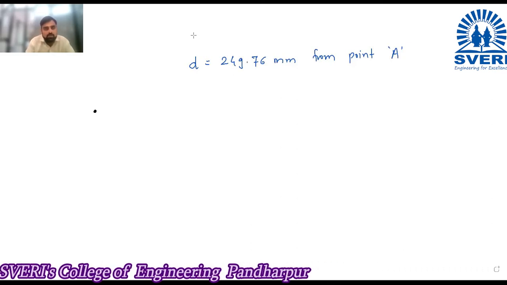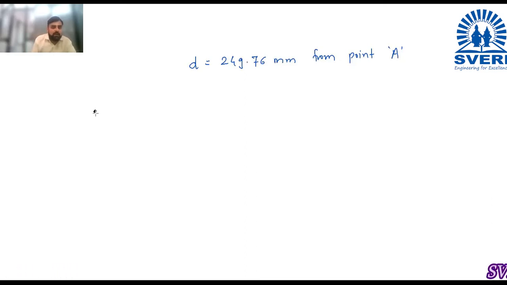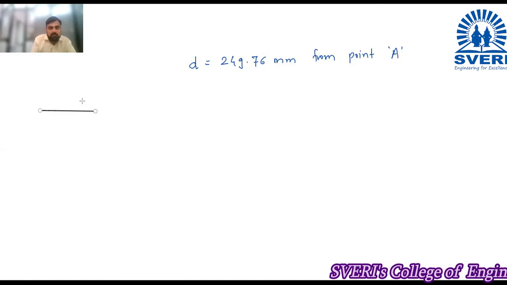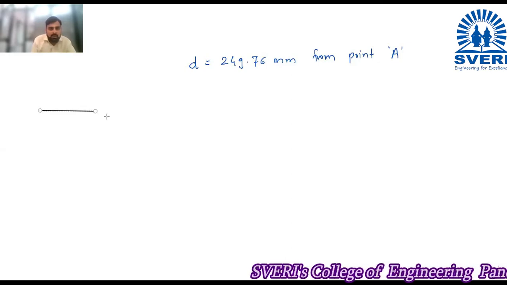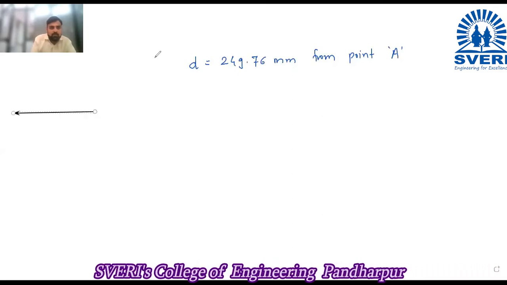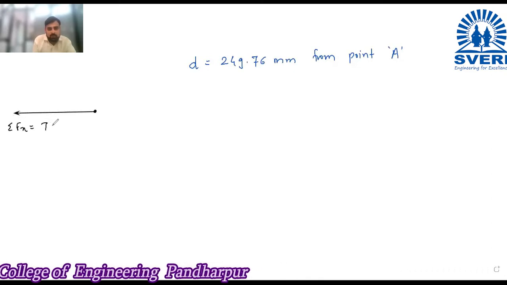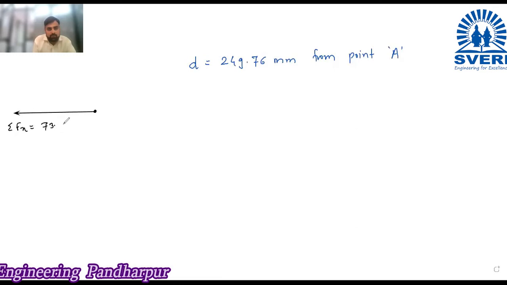We have found out summation fx. Let me know the value of summation fx. Minus 73.92. So it is minus, so I will plot it on the left hand side. We have got the minus value. So summation fx is on the left hand side, and its value is summation fx equal to minus 73.92. That is why I have shown the direction on the left hand side.